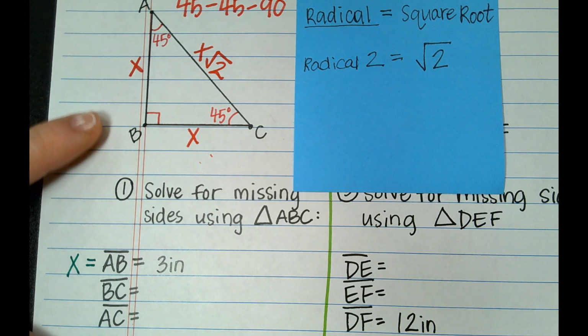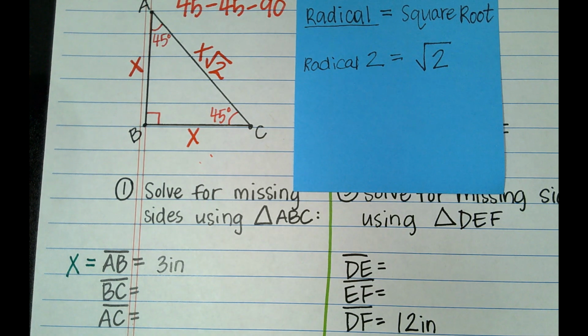Yes, Erica. If we know the shape of the triangle and we know A to B is 3 inches, then we can assume B to C is also 3 inches. And then from there, we can just use the Pythagorean theorem. Absolutely, we could do that.